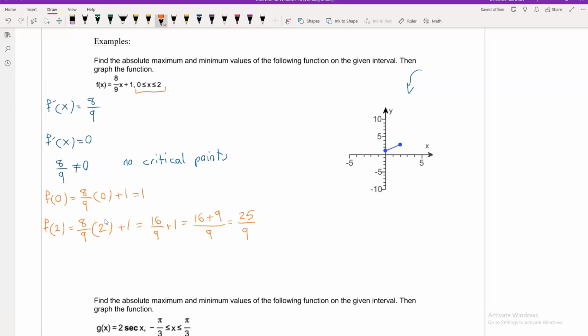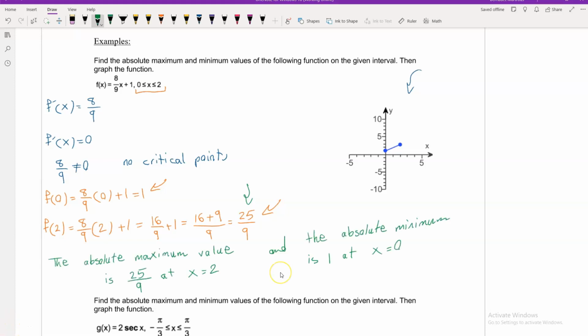So when x is 0, f of x is 1. When x is 2, f of x is 25 divided by 9. And the largest number that we can find between these two numbers, between 1 and 25 over 9, is this point. So that is the absolute maximum. So we have an absolute maximum value of 25 over 9 when x is equal to 2, and the absolute minimum is 1 at x equal to 0.